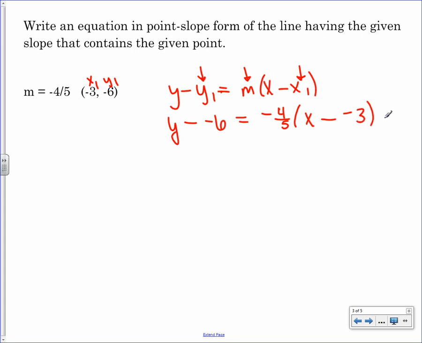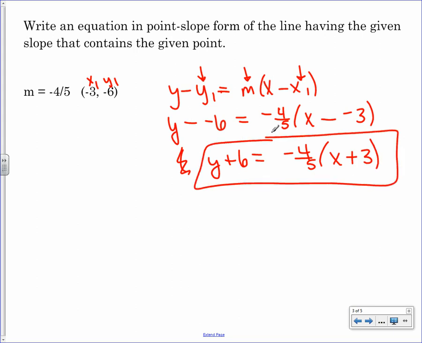All I did was substitute, right? This is not a proof, so two negatives do make a positive, and I actually want to do that, right? So I'm going to rewrite it. Oh, I don't need parentheses, just kidding. y plus 6 equals negative 4/5, parentheses, x plus 3. That would be my final, I'm done, I understand answer.